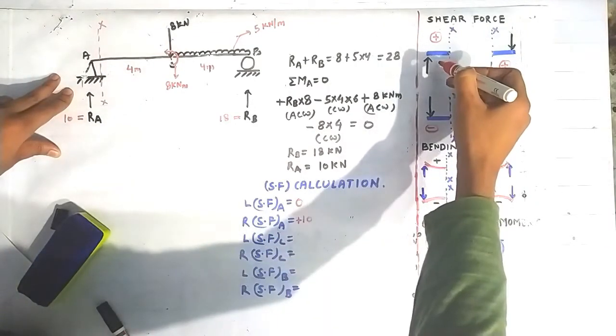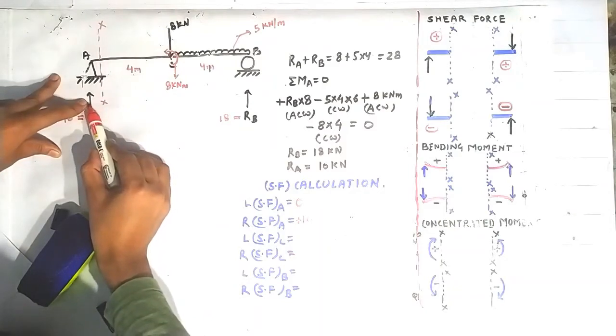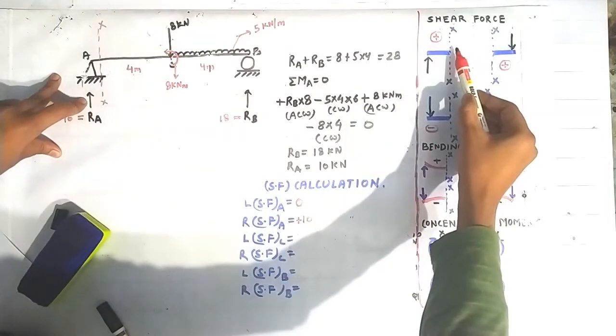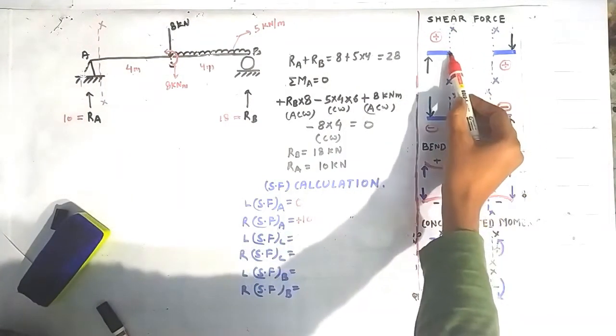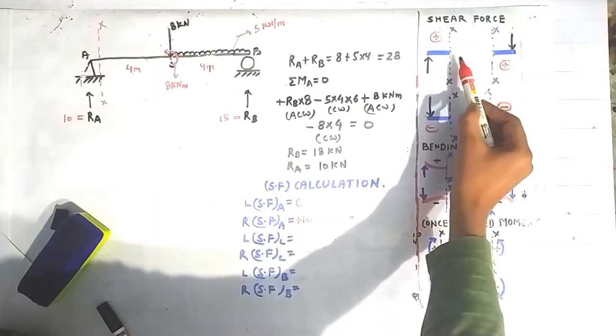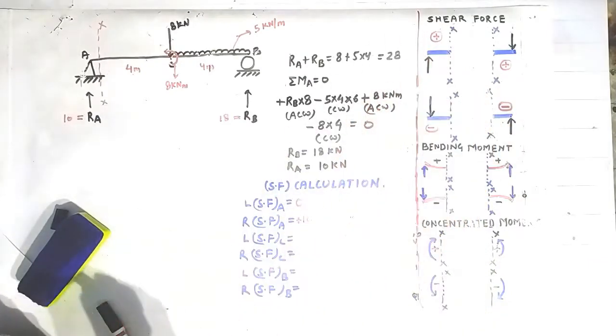Because this is the section XX, and this force RA is lying on the left hand side of this section and going in the vertically upward direction. And this is our sign convention: section XX, the beam element, and a force going upward and lying on the left hand side of this section. That's why it is treated as positive.